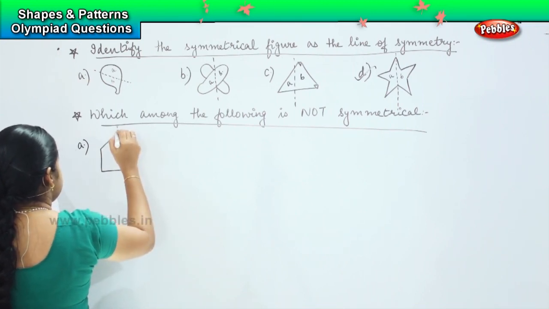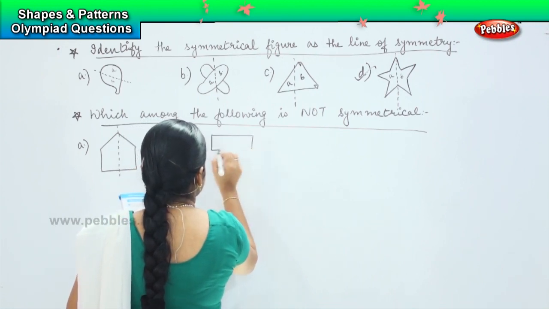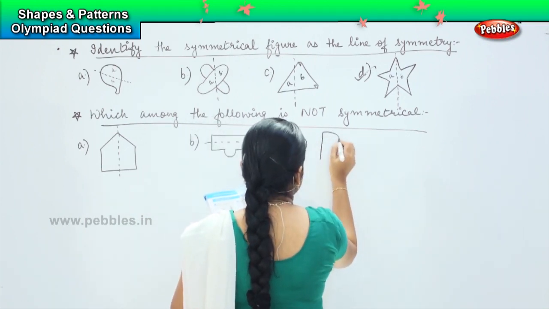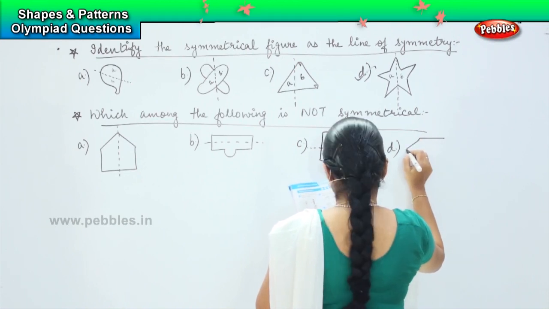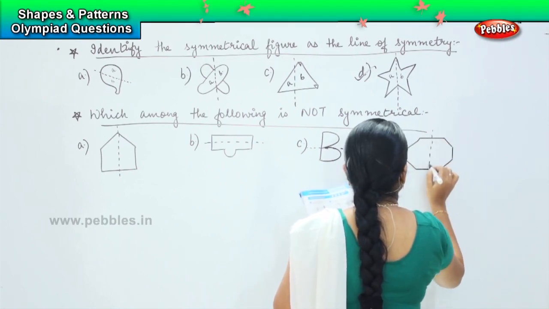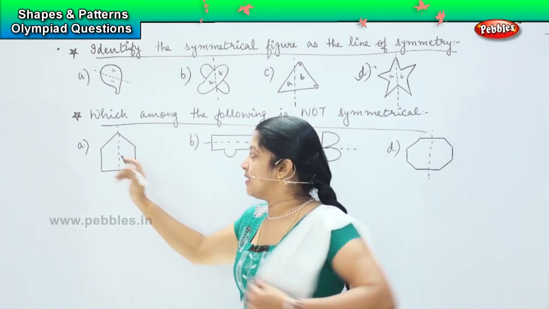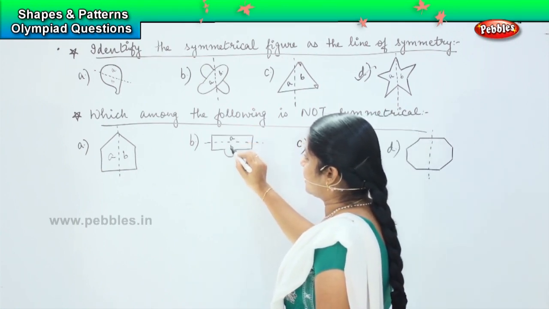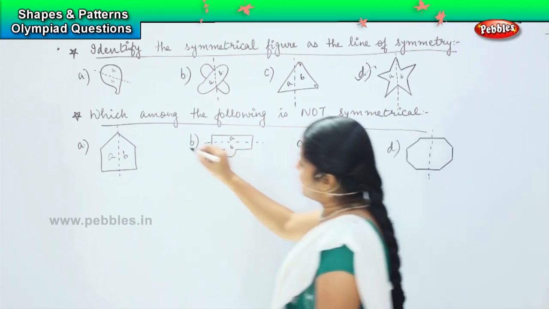Option B. Option C. And option D. Fine. So do you think the first one is symmetrical? Yes, because it equally divides part A with part B, right? Do you think the second one is symmetrical? Now, if I mark this as A and this as B, is it symmetrical? No, because part B is greater than part A. So option B is not symmetrical.